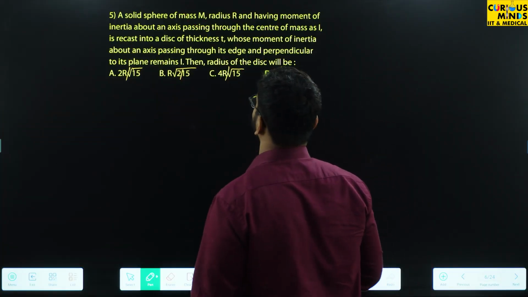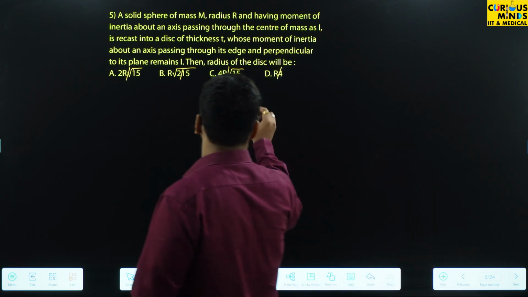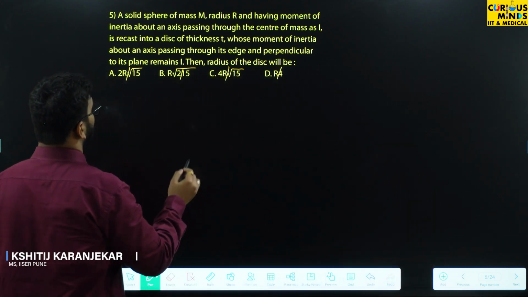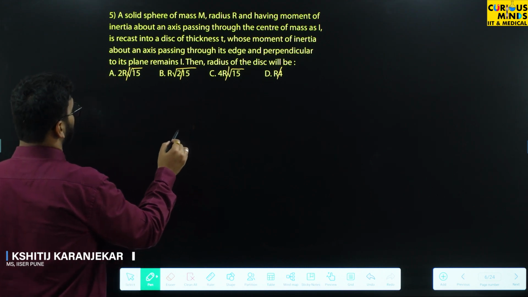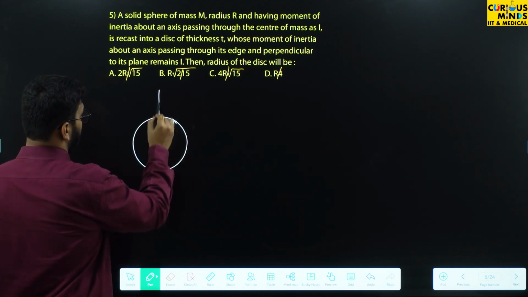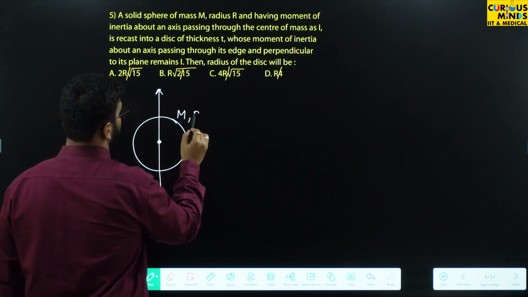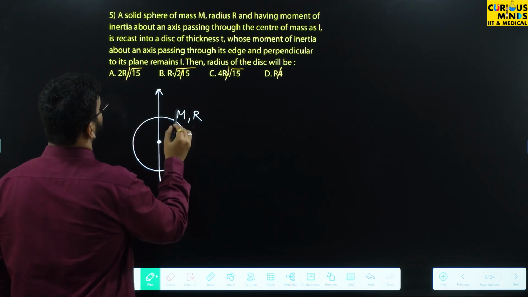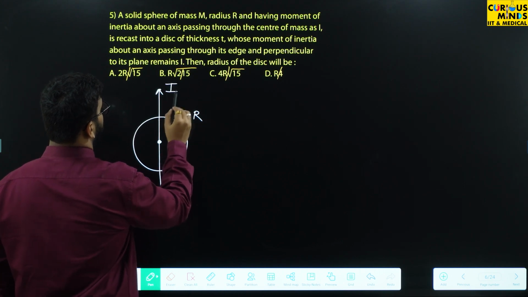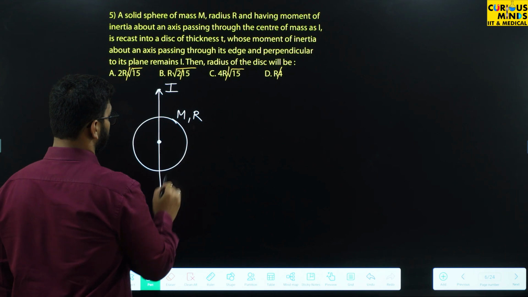A solid sphere of mass m and radius r and having moment of inertia about an axis passing through the center of mass as I. Okay, so we have a solid sphere, and there is an axis passing through its center of mass. This is mass m and radius is r. And the moment of inertia about the axis passing through the center of mass is I. So now what will be this moment of inertia?